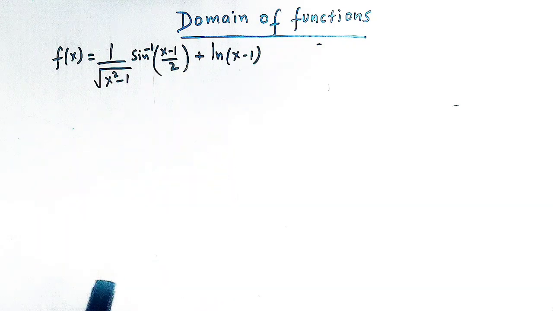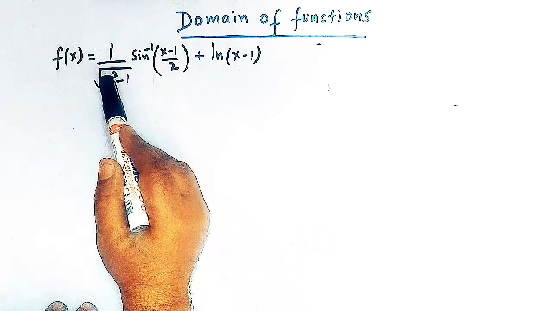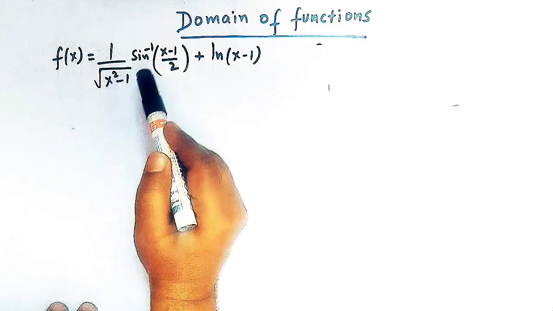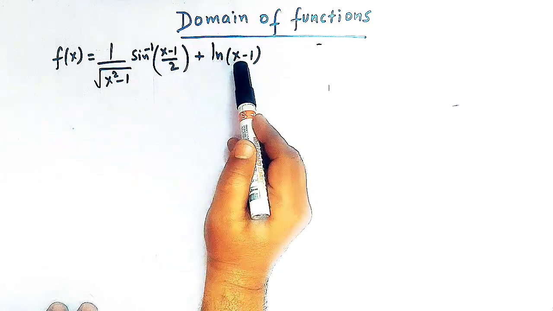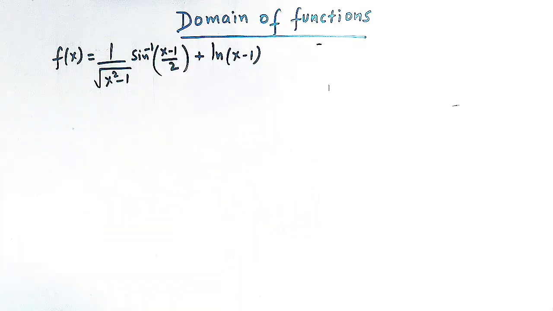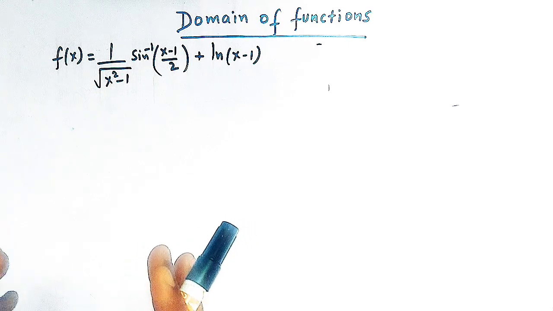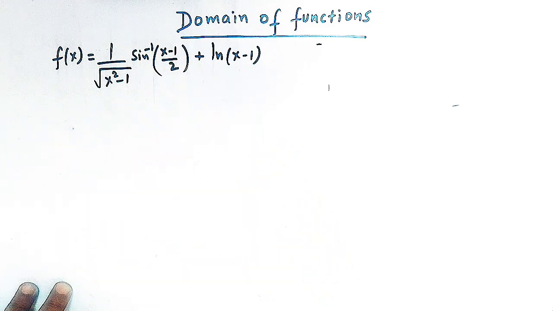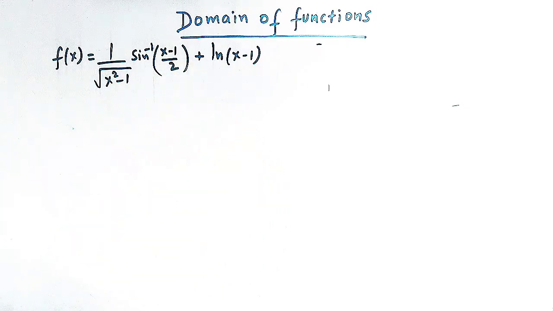So here we'll first separately find out the domain of these three functions, that is 1 over square root of x square minus 1, and then sine inverse of x minus 1 over 2, and then natural log of x minus 1. And then by the concept of intersection of domains, we can easily identify the common domain or the common values of x which satisfies all these three functions simultaneously, right? So let us start.